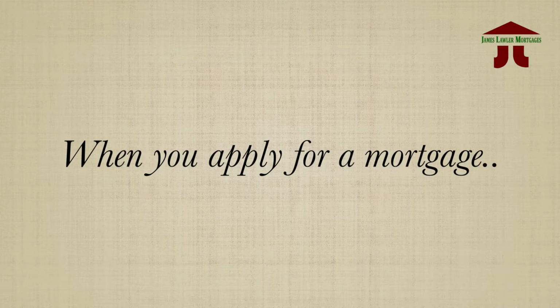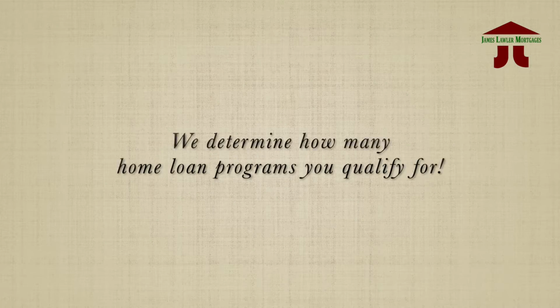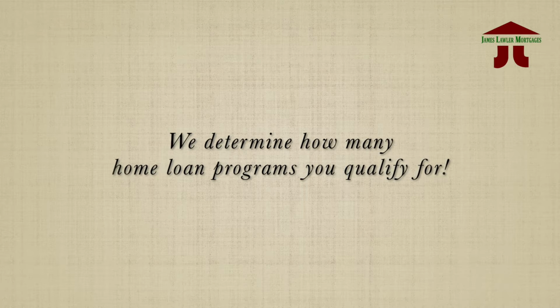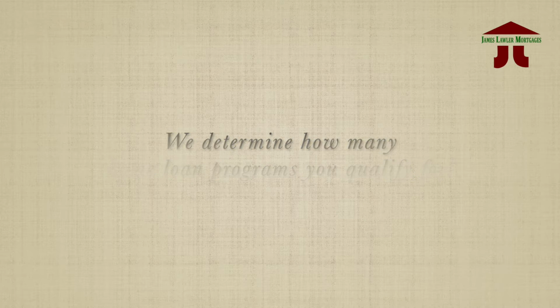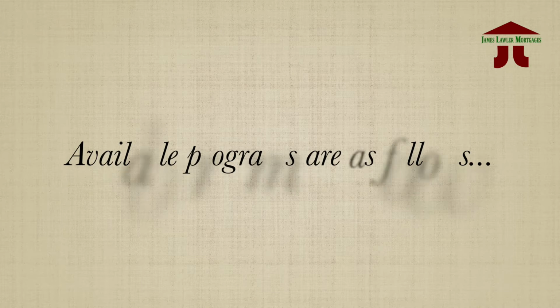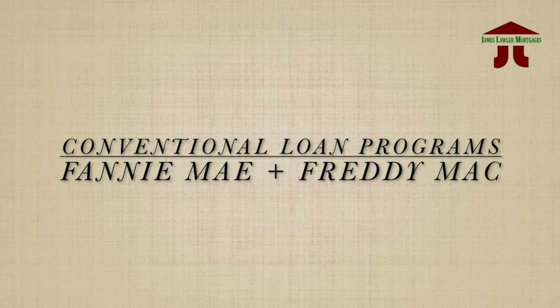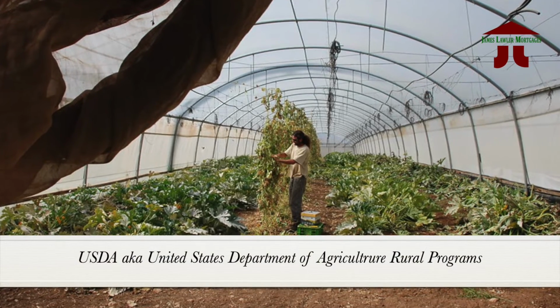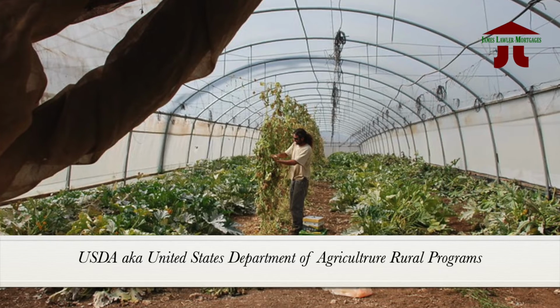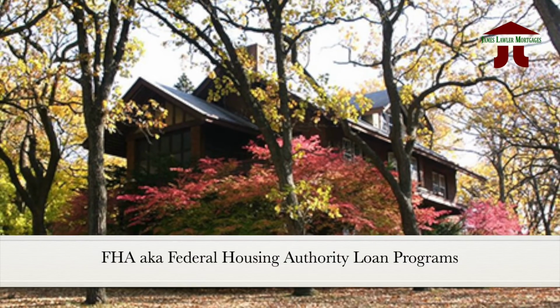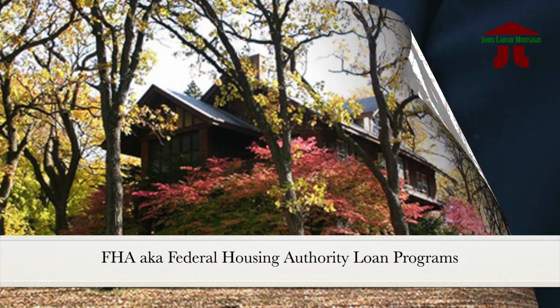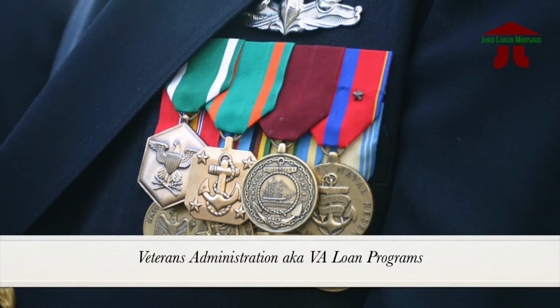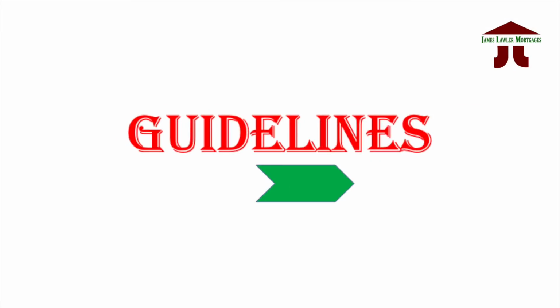When you apply for a mortgage, a determination is made as to one or maybe more than one program you may qualify to apply for. Some of those available programs are as follows. Conventional mortgage programs, these are Fannie Mae underwritten loans and Freddie Mac underwritten loans. Our U.S. Department of Agriculture programs, also known as USDA rural programs, FHA or Federal Housing Administration programs, and then of course for our veterans, VA Veterans Administration programs.